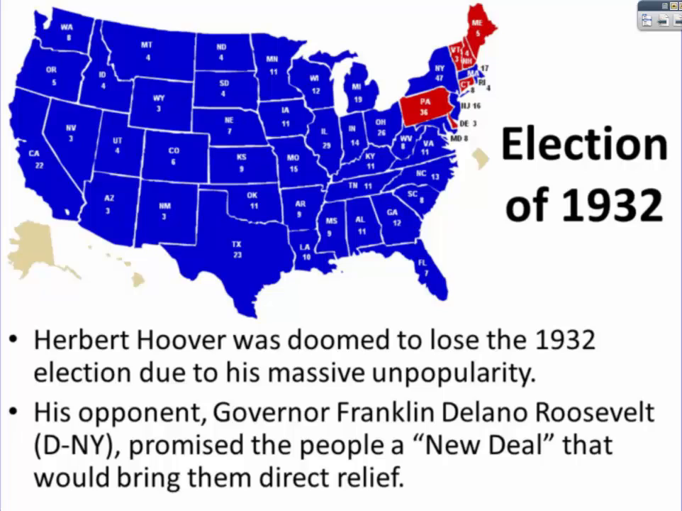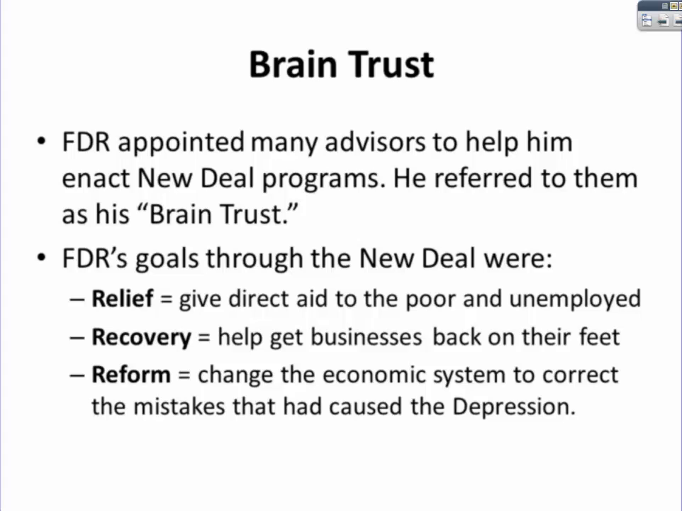In the election of 1932, Herbert Hoover was so unpopular that he loses his bid for re-election to FDR in an absolute landslide. You can see the electoral map here was grossly in favor of FDR over Hoover. Once in office, FDR appointed many advisors to help him enact the New Deal programs he wanted, and he refers to these people as his brain trust.